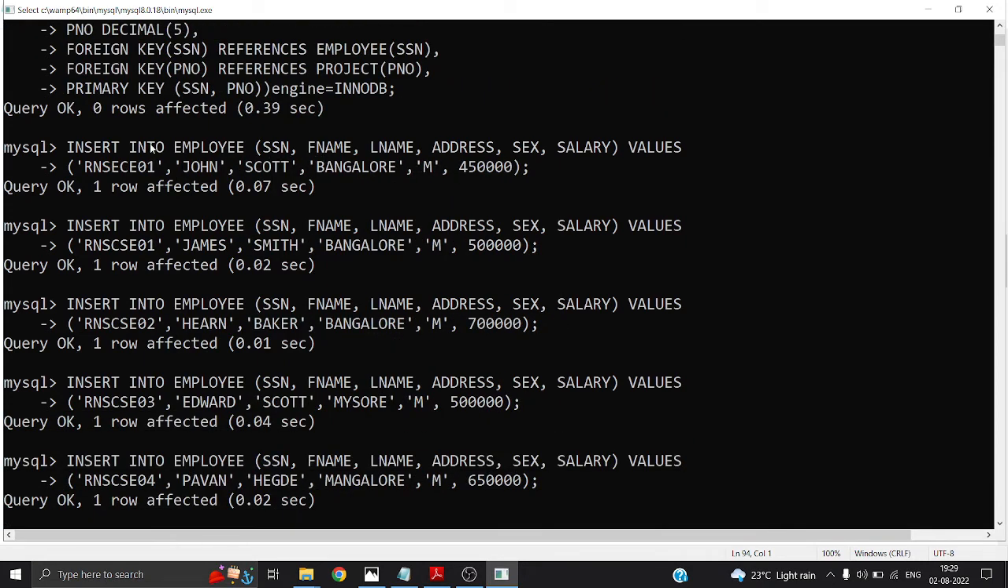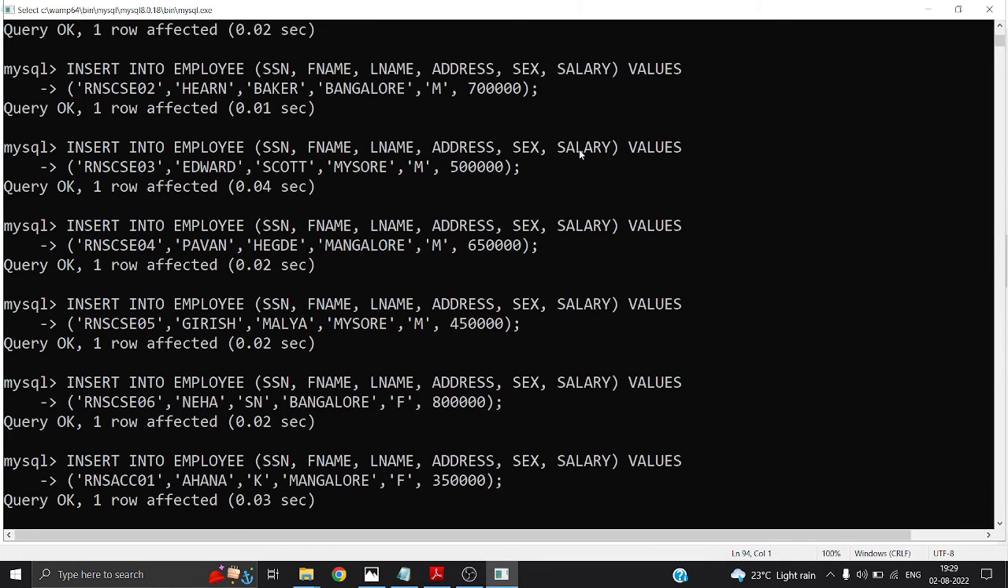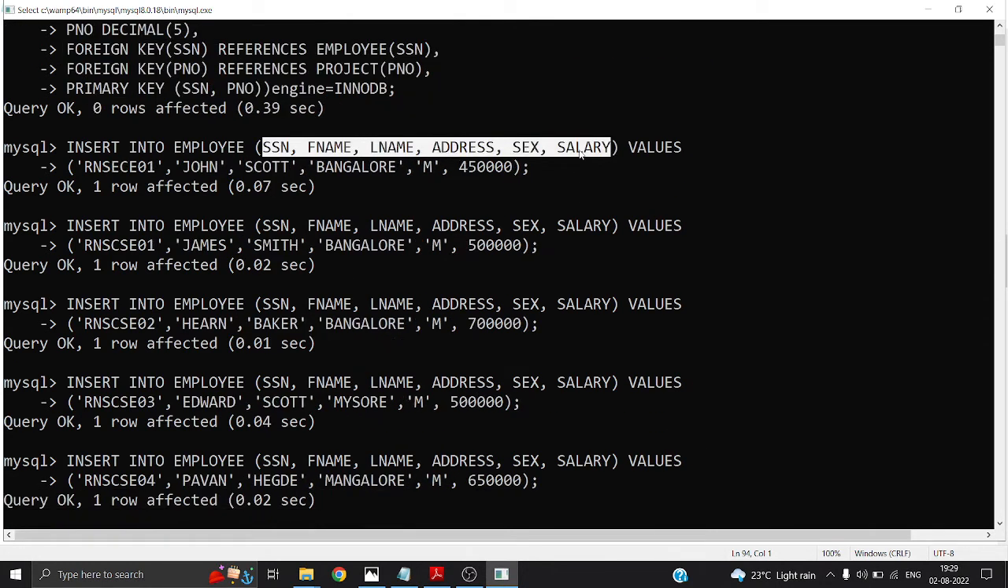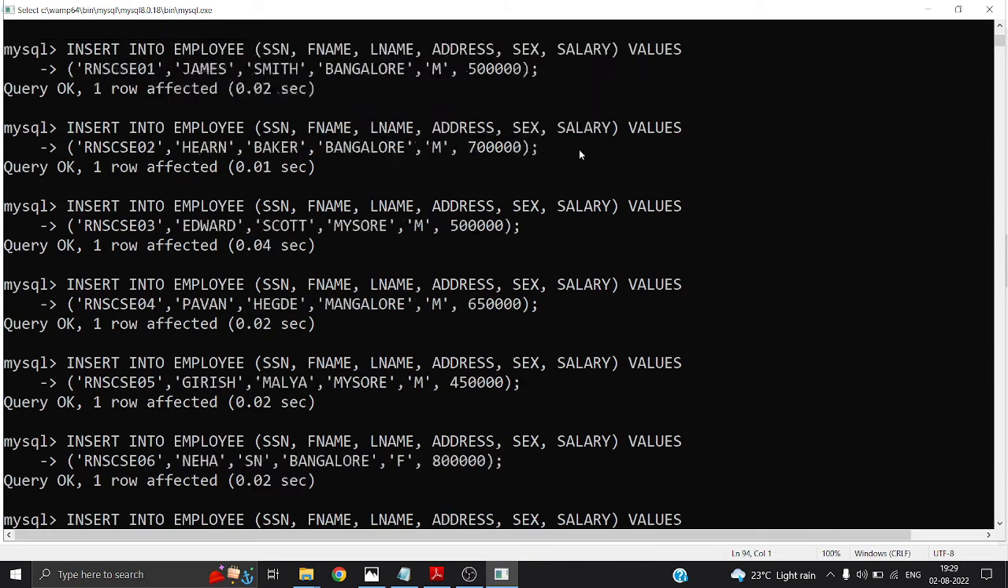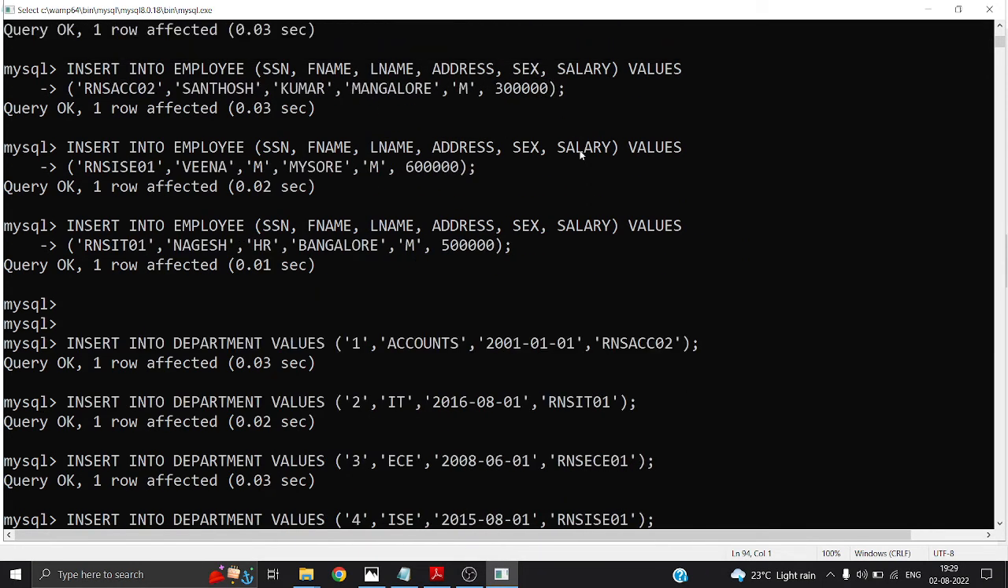You can see insert into employee, I'm just specifying which columns' data I want to add. So SSN, first name, last name, address, and sex or gender, salary. Only these 6 columns I want to add during the inserting of records. So I had skipped the 2 columns' information, that is the department number as well as super SSN initially. The reason I'm not adding the department number over here is because I had not added department details first.